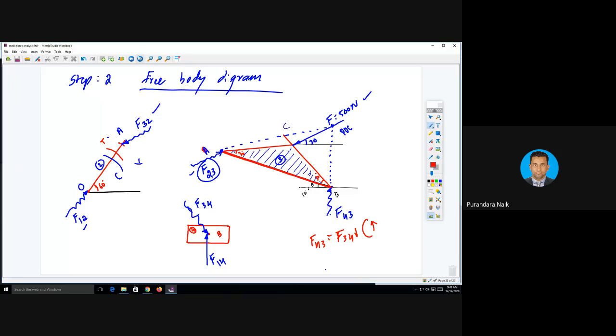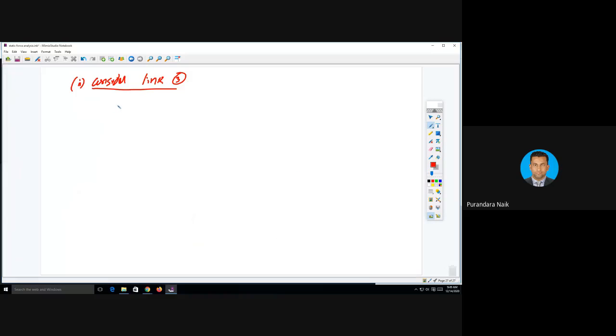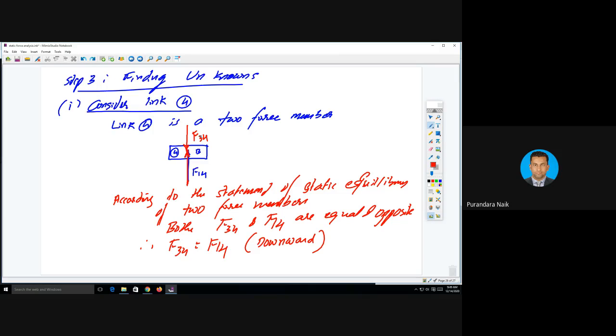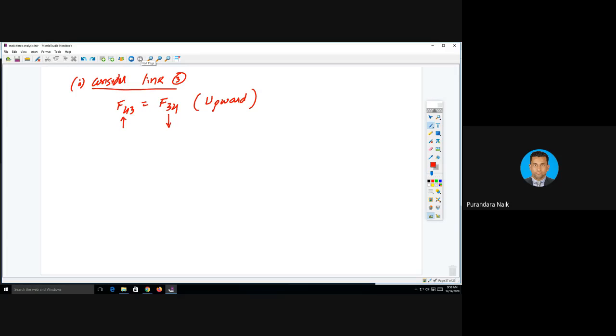So write down. Link number 3, we have F43 is equal to F34. What is the direction? This is upward. So F43 is upward, F34 is downward. It's already given in the previous step, right? So you can write down it is downward in the previous step. We know F34 is downward in the previous step, so F43 is upward. Now we can draw the figure of the third link.